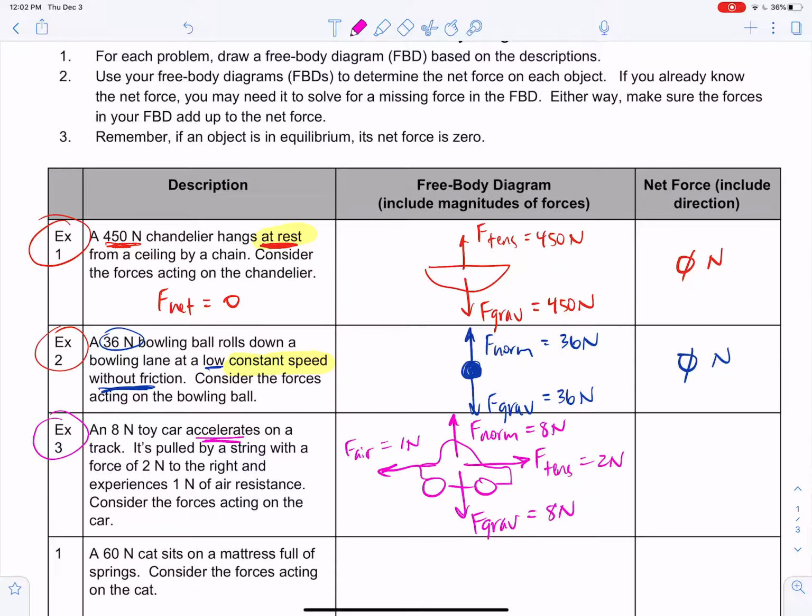So the net force is going to be 1 Newton to the right, because I've got the 2 here and the 1 here. You can think of that as -1. It's in the negative direction. And so 2 minus 1, positive 1 Newton to the right. All right, so this has been an introduction to net force and a few examples of how to calculate the net force on an object.